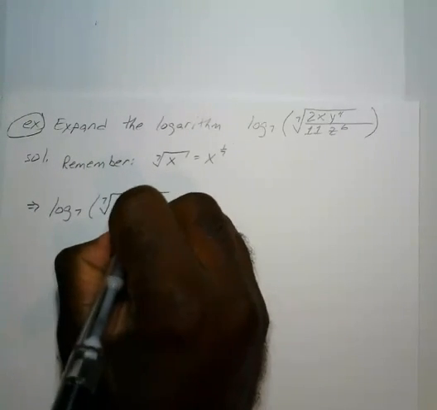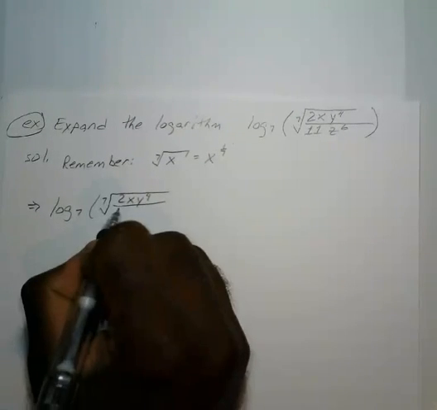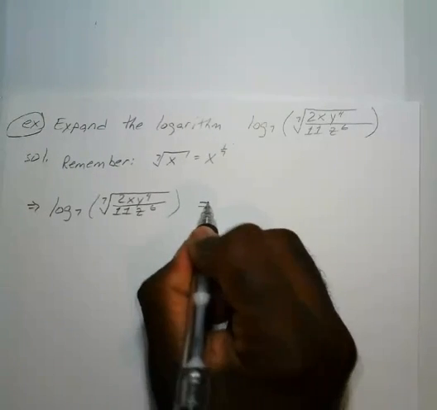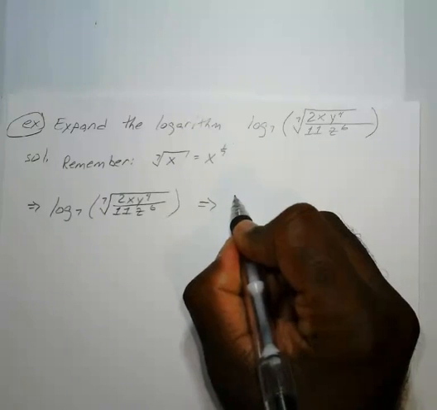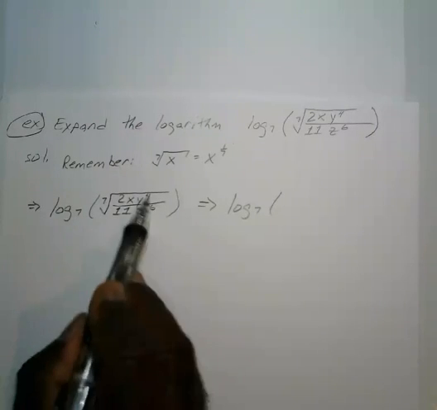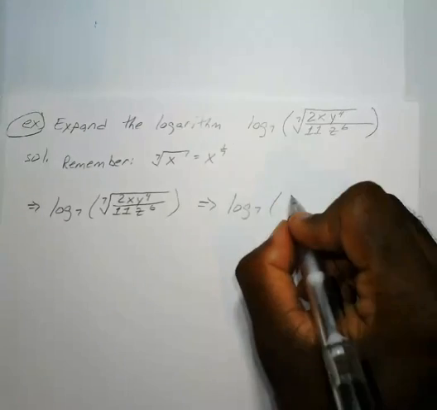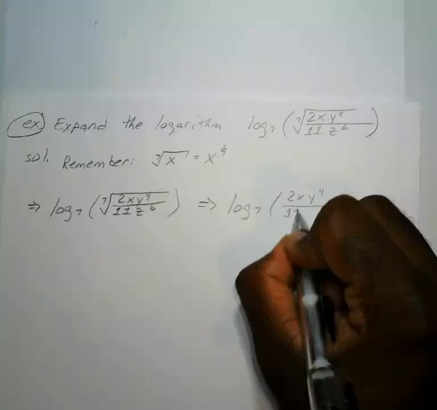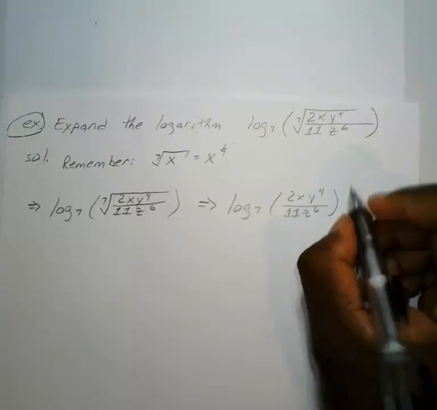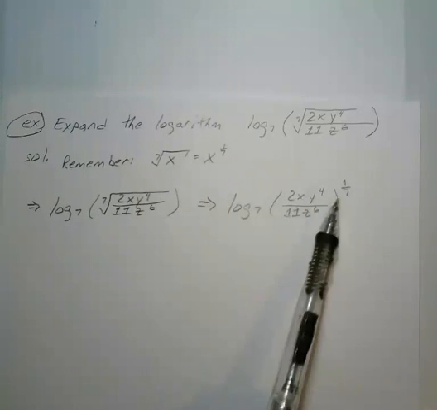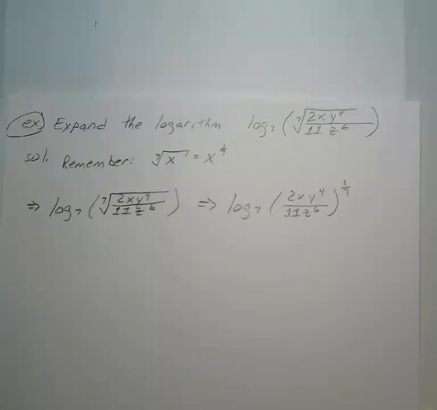of 2x y to the 4th power over 11z to the 6th power, we can just rewrite it as log base 7, and instead of the 7th root of that entire thing, we can write it as 2x y to the 4th over 11z to the 6th to the 1/7 power. Okay, so all we did was take the 7th root and then just make that to the 1/7 power. Okay?